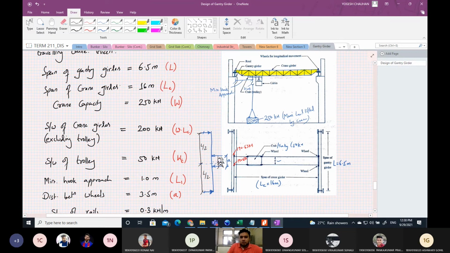Now this position of the wheel loads will give you maximum bending moment. This is for maximum bending moment, under this point load. Okay, under this point load, and the value of the load is 190.63 kilonewton.